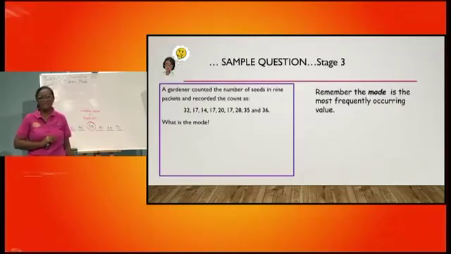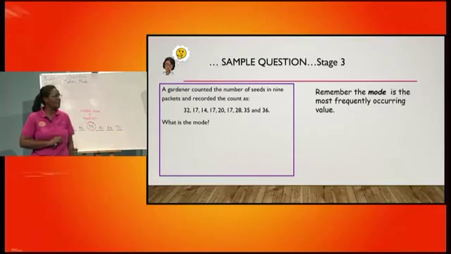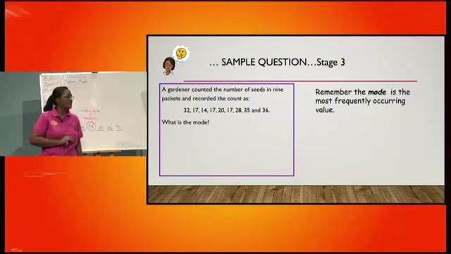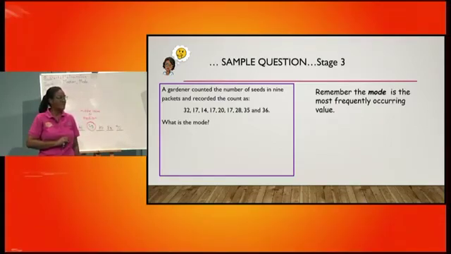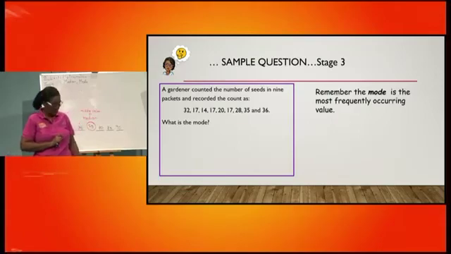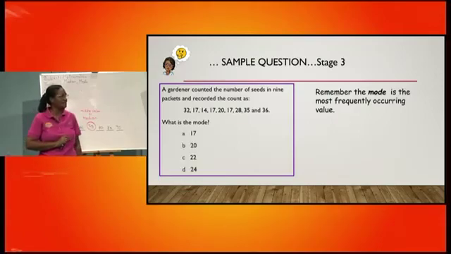Here's a sample question from stage 3. And I should tell you that median and mode only comes in stage 3. So these are stage 3 questions. A gardener counts the number of seeds in 9 packets and records the count as, and those are the numbers, 32, 17, 14, 17, 20, 17, 28, 35, and 36. What is the mode? Remember that the mode is the most frequently occurring score, so the mode is 17. There you go.